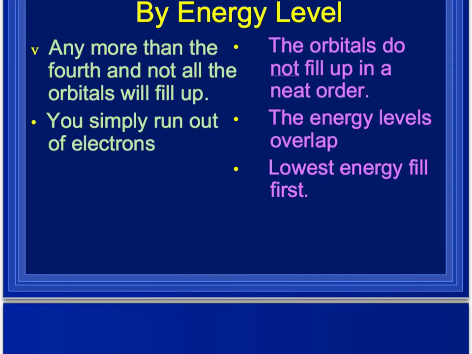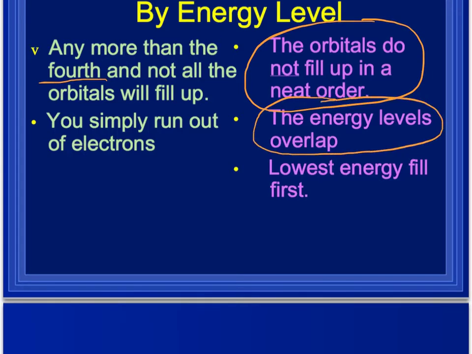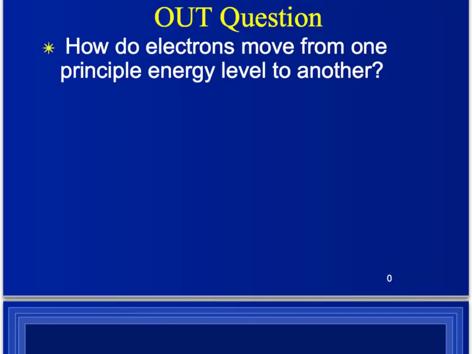Now, when we talk about filling up these energy levels, it's pretty consistent up until the fourth energy level. Then it gets a little crazy. Some orbitals do not fill up in a neat order, and we're going to talk about that. Some of these energy levels overlap. But the biggest rule is that we fill the lowest energy level first. So the lowest energy fills first, and we'll see what this means.